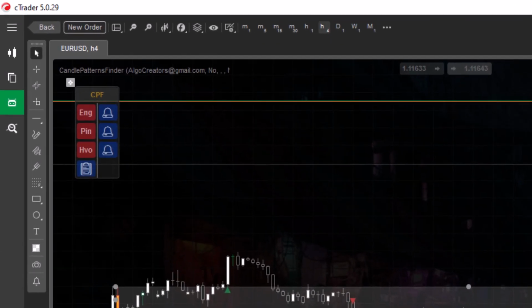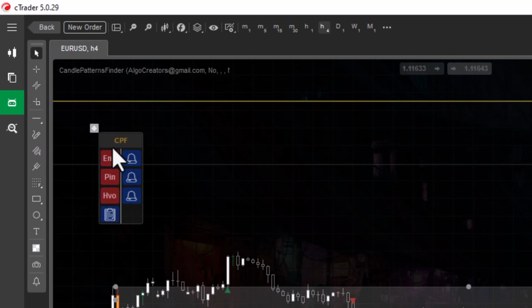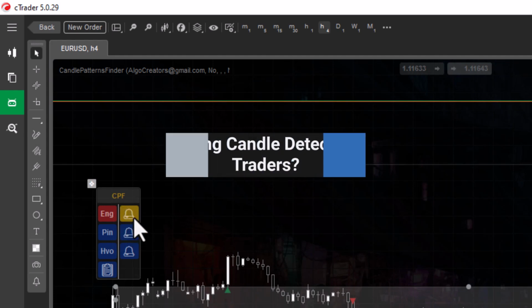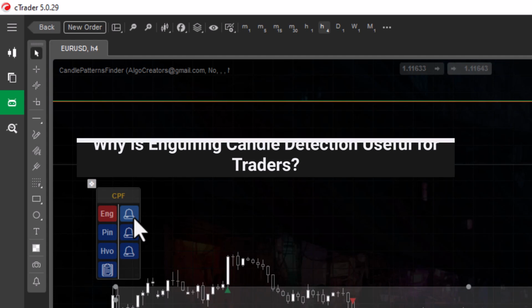Once the indicator is installed, a user panel will be added to the chart. You can move the panel around by using the gray button, and by clicking on the panel's header, you can minimize it to free up space on your chart. If you select the ENG button, engulfing candles for the current time frame will be displayed based on your settings. Activating the bell icon next to this button will set an alert for when an engulfing candle forms in the selected time frame. Why is engulfing candle detection useful for traders?